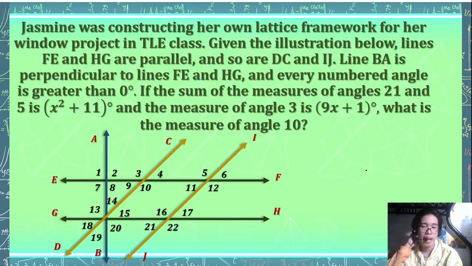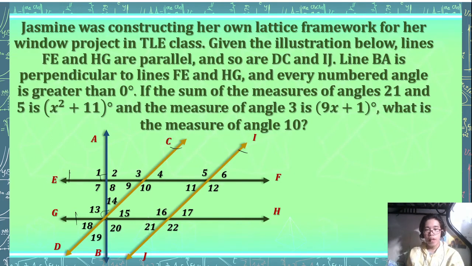For this one, we have Jasmine constructing her own lattice framework for her window project in PLE class. Given the illustration below, lines FE and HG are parallel, and so are DC and IJ. So this is FE, and this is HG, and they are parallel. Also, we have DC and IJ, so they are parallel lines. Line BA is perpendicular to lines FE and HG, so we have right angles here.